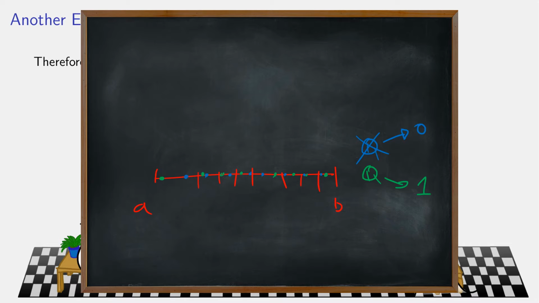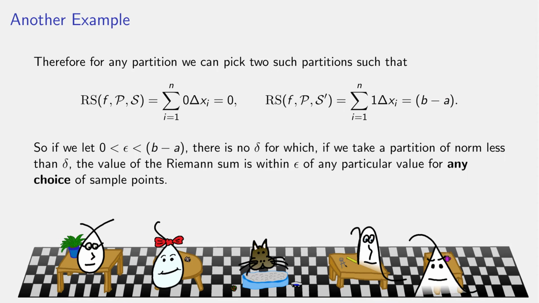And if they're different depending on how you pick your sampling points, not just slightly different, but very different, then you can't have this property that the Riemann sum value doesn't really depend on the choice of sample points, and then you can't be Riemann integrable. So pick any epsilon in between 0 and b minus a. There's no delta so that if you pick a partition less than delta and any choice of sampling points, you can guarantee the Riemann sum to be within epsilon of any number, because either the Riemann sum can be forced to be 0, or it can be forced to be b minus a, and therefore I can't be within epsilon of both numbers.